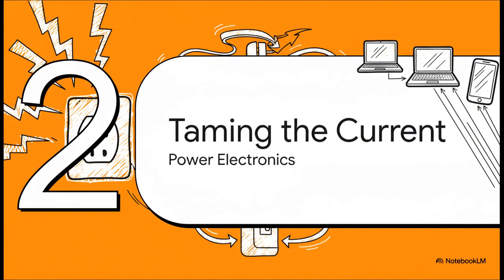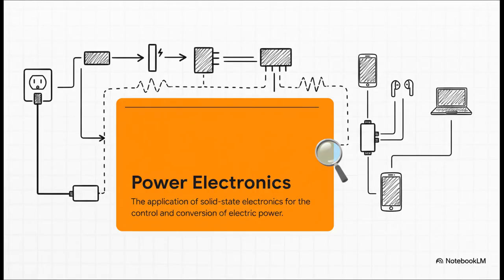Okay, so we've established we have powerful AC electricity coming from our walls. But here's the catch. Pretty much all of our modern gadgets, your laptop, your phone, you name it, they don't run on AC. They actually need low-voltage DC. So how do we bridge that gap? Well, the answer lies in an amazing field called power electronics. Power electronics is basically the universal translator for electricity.